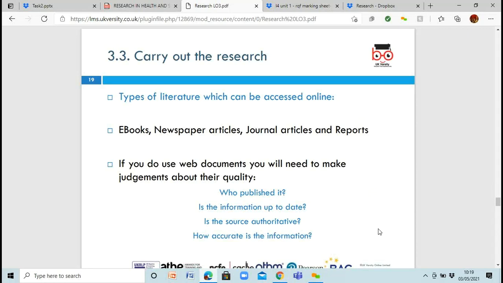And then finally, different types of literature that you can access online. Again, this is for primary and secondary. Primary and secondary research is very big in research projects. So you can look at ebooks, articles, journals, reports. If you do end up looking at these, check who published it. Is the information up to date? Is it about 10 years old or is it quite recent? What is the source and how accurate is the information?